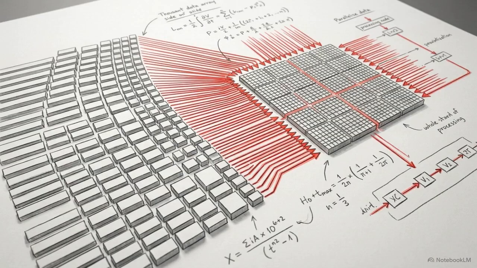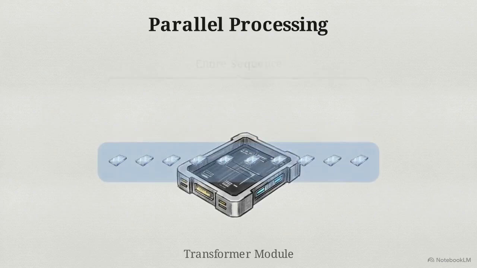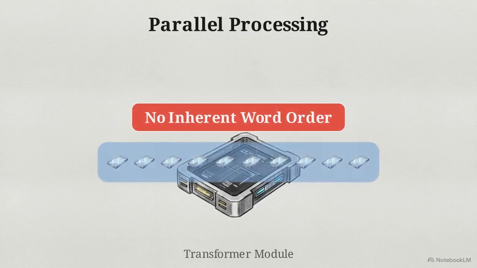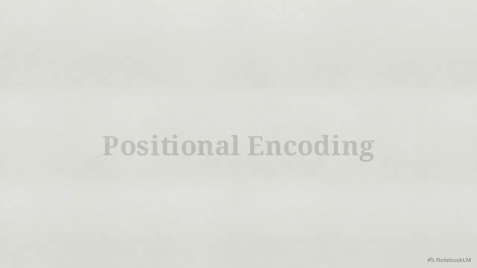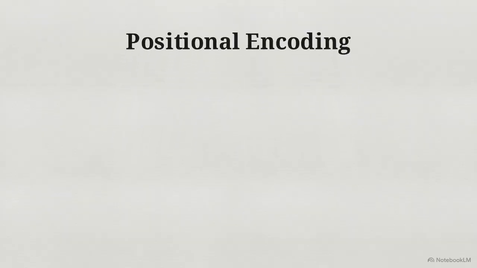Parallel processing creates a structural problem. Because the transformer ingests all vectors at the same moment, it has no inherent concept of word order. To the raw model, "the cat sat on the mat" is mathematically identical to "the mat sat on the cat." The architecture solves this using positional encoding.